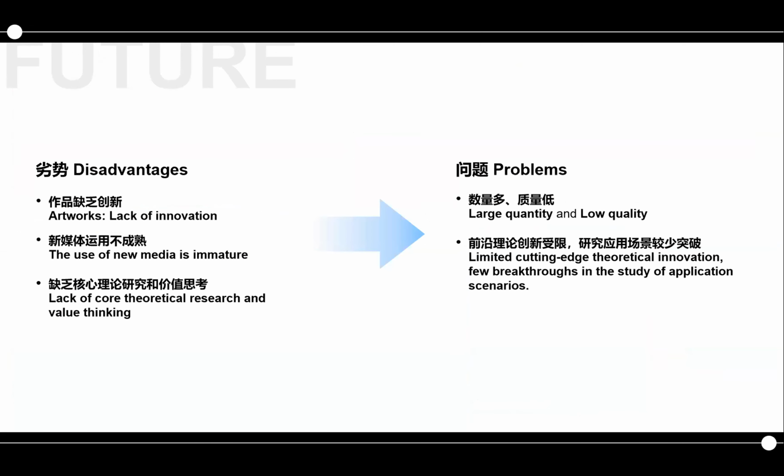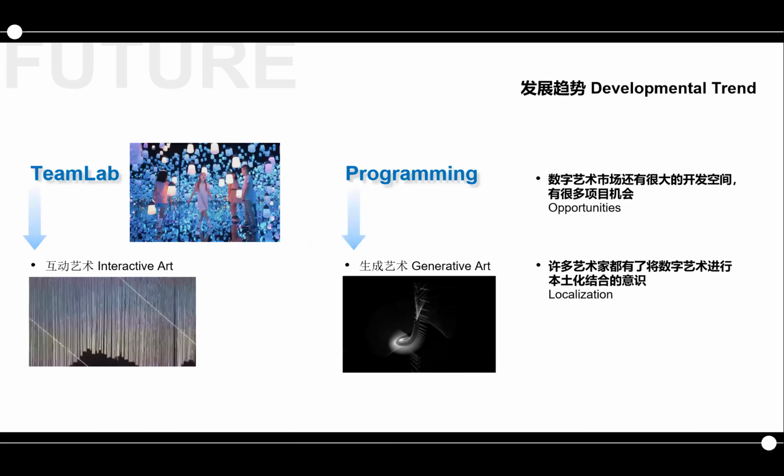But through the research above, we found that Chinese digital artworks always imitate foreign technologies and innovative ideas. So most artworks in China lack innovation, and the use of new media is immature. These disadvantages cause the problems on the right side of the screen. And because of TeamLab and programming technologies, interactive art and generative art would be the promising fields in the future of digital art in China. Chinese digital art also has many project opportunities, and Chinese artists will focus more on the combination of localization in the future, even in these days. And that's all my report. Thank you for your listening.